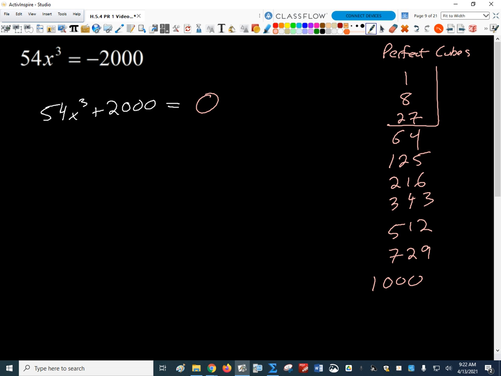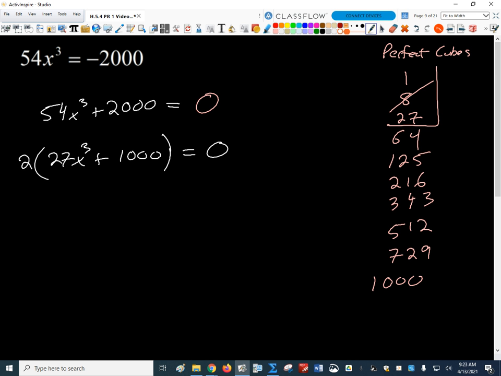8 doesn't go into 54, right? We can cross that one out. 1 we don't really care about, right? 27 does, though, doesn't it? 27 goes into 54 how many times? Twice. Okay, so what if we try factoring out a 2? If we factor out a 2, that gives us 27x cubed plus 1,000. Oh, that works, doesn't it? Okay, that works.